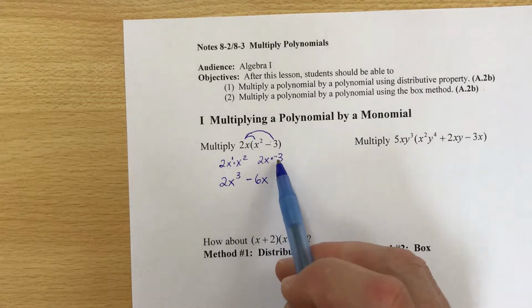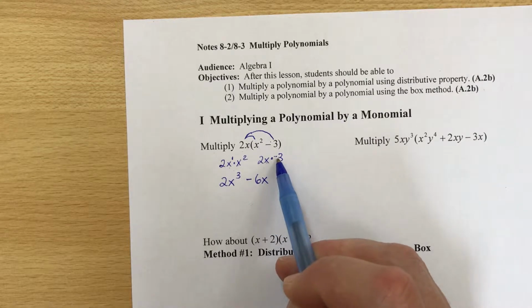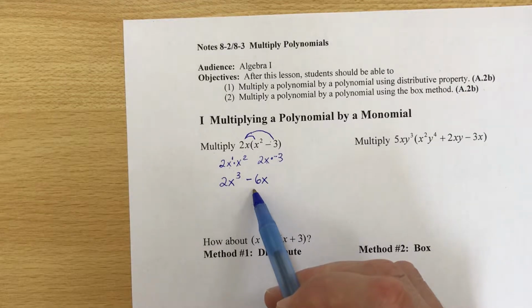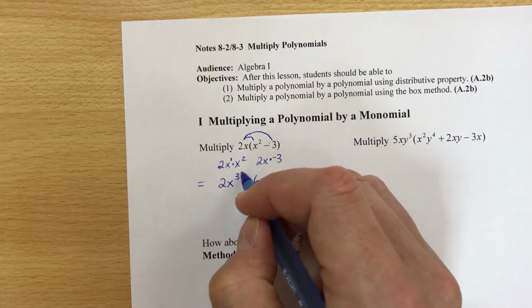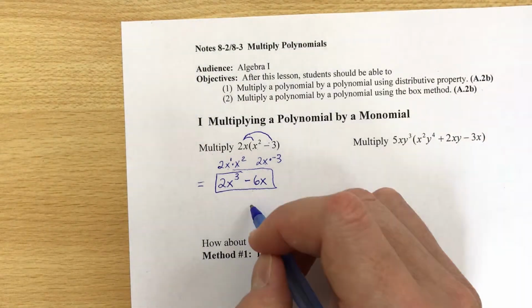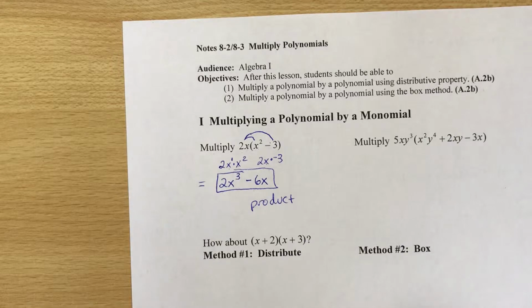So we're not allowed to add these, they're not like terms, but we can multiply. 2 times negative 3 is negative 6, and then the x stays like it is. Now what we have left over here, these are not like terms, so we are not allowed to subtract them, which means that we're done. That is the answer, okay? That's what we call the product. Product is what you get from multiplication.